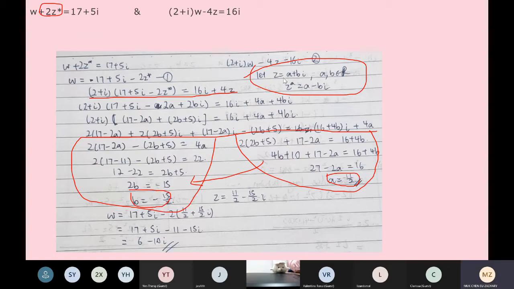So basically now, because a and b are part of z, you have found z, which is 11 over 2 minus 15 over 2i. Alright, so what we do next is we substitute z back into this equation. But take note that we've written this equation in terms of z conjugate. So remember that your z conjugate is a minus bi. So as you see, I've changed the sign from minus to plus. After you do that, you simplify and then you get this answer. This is what your W is.